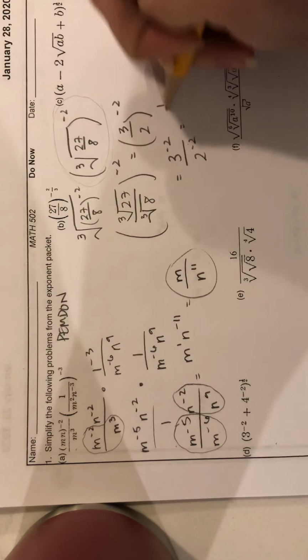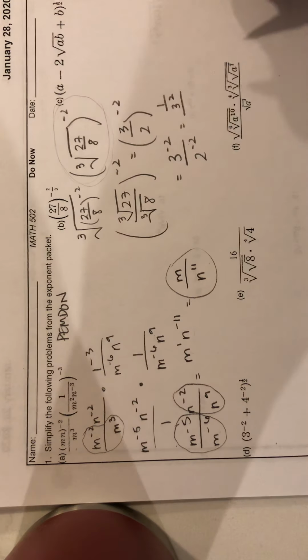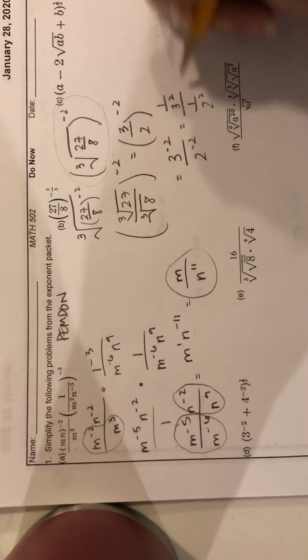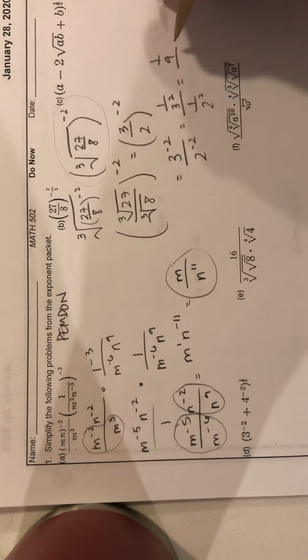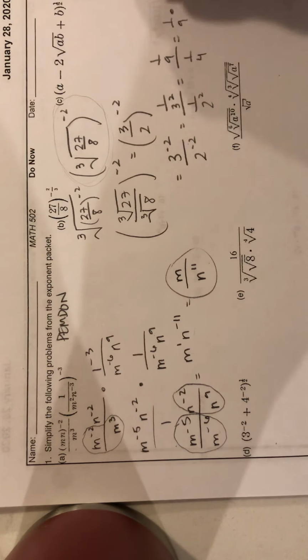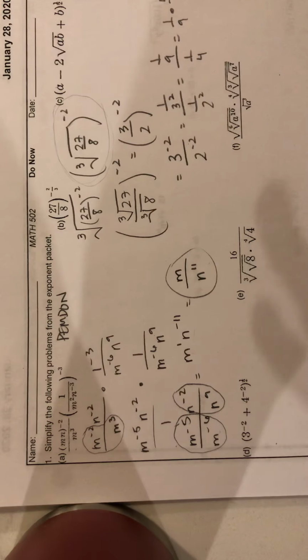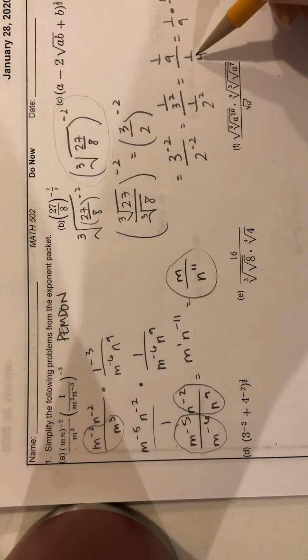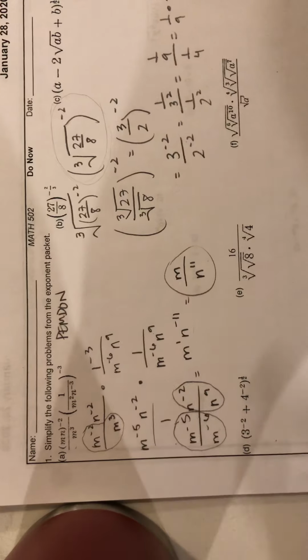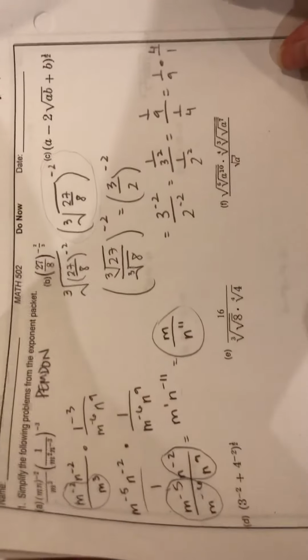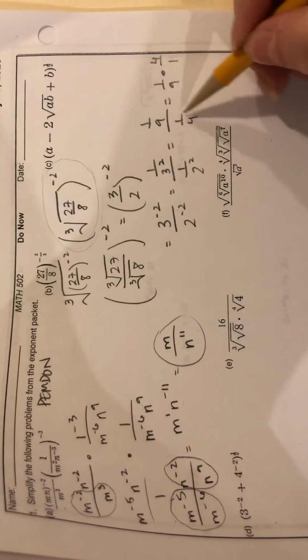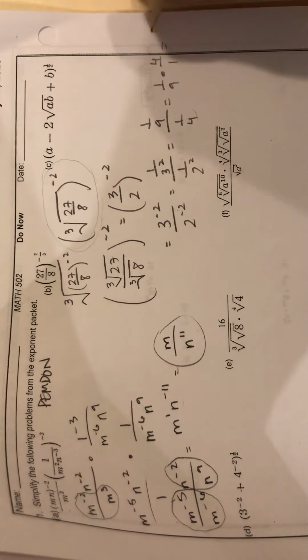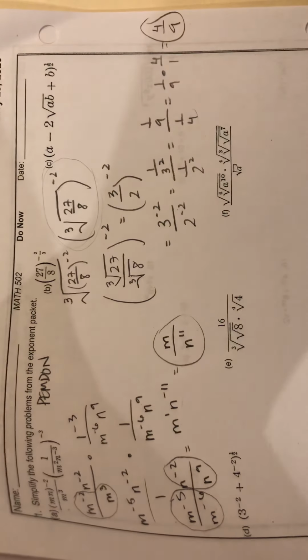3 to the negative 2 is 1 over 3 squared. 2 to the negative 2 is 1 over 2 squared. This is 1 over 9 over 1 over 4. This is 1/9 times 4 over 1. Remember, when you're dividing by a fraction, it's the same thing as multiplying by the reciprocal of just the denominator. And this is going to give us 4/9, final answer.